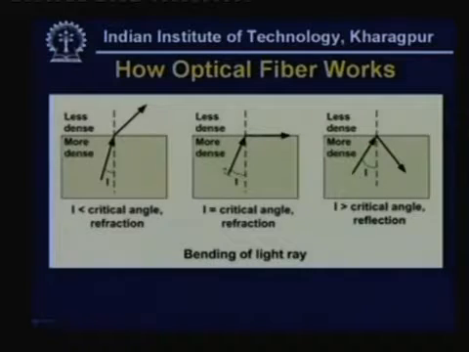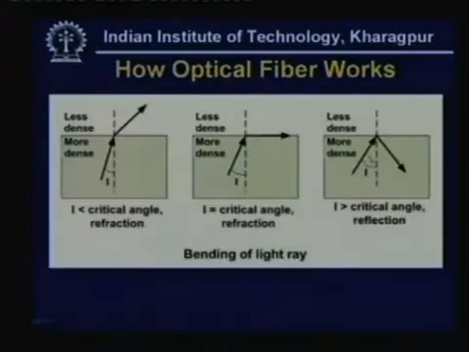Now if the angle of incidence is more, then what happens? Then it suddenly switches from refraction to reflection. As you can see here, the light is getting reflected instead of getting refracted. So when the angle of incidence is more than the critical angle, reflection occurs.